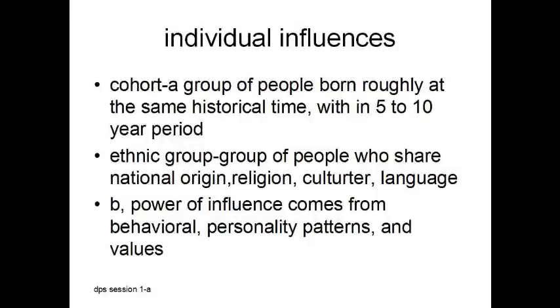A cohort is a group of people born roughly at the same historical time, within 5 to 10 years. You could even call it a peer group. We're social animals. We learn through social interaction. With the other ones, we were talking about groups. Here we're talking about individual influences. We can have cohorts. We can also have an ethnic group of people who share national origin, religion, culture, and language.